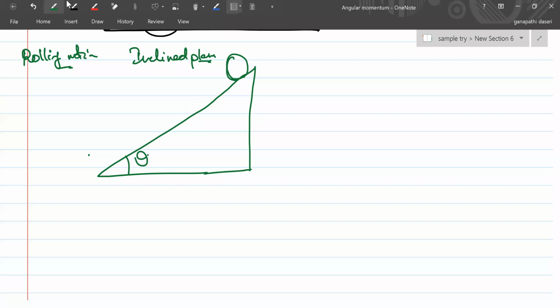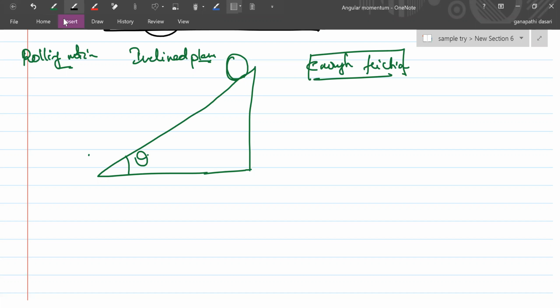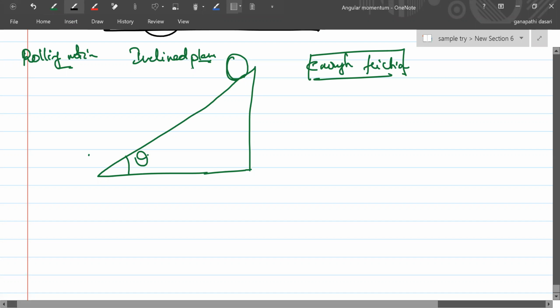it should have enough friction, otherwise pure rolling will not happen. Got it? Second part is, whatever the potential energy is here, that will be converted into total kinetic energy, right? Both translational and rotational, because it is pure rolling.